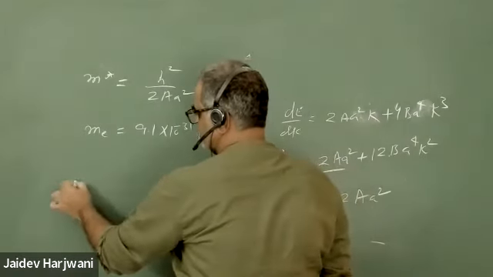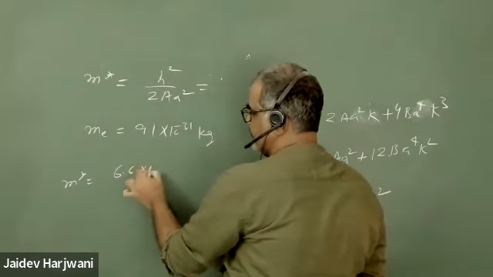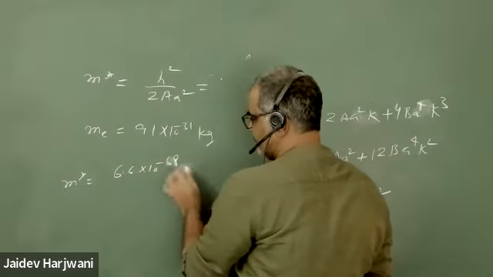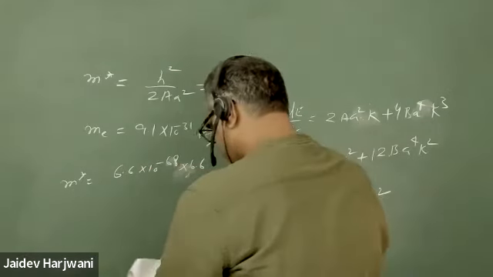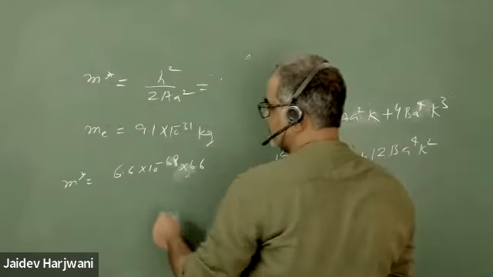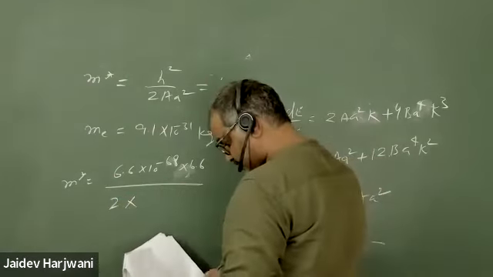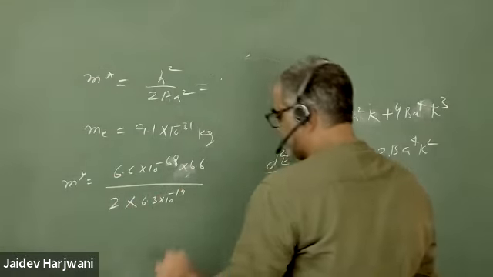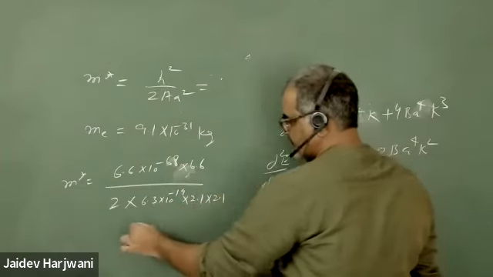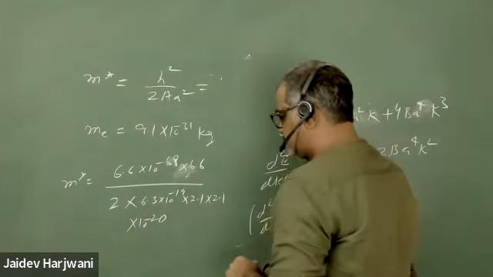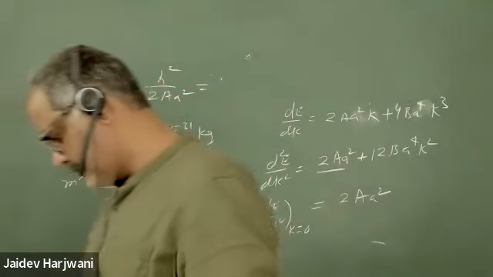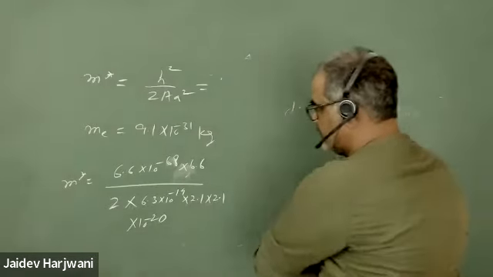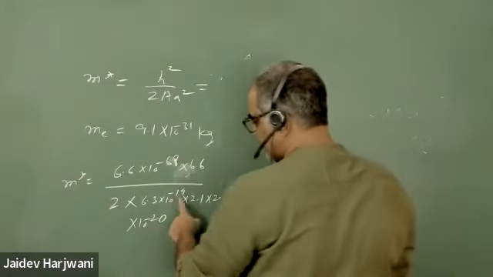So M star, this is 6.6 into 10 raised to power minus 34 kg, approximately 6.6. Now what is the value of A? A is given as 6.3 into 10 raised to power minus 19, and a is given as 2.1 angstrom. So 2.1 into 2.1 into 10 raised to power minus 20. Now you find out how much it comes. What is this power? 19, 20, 39.